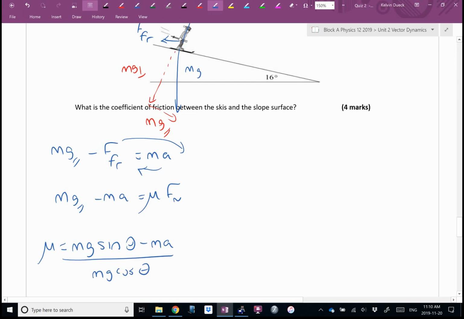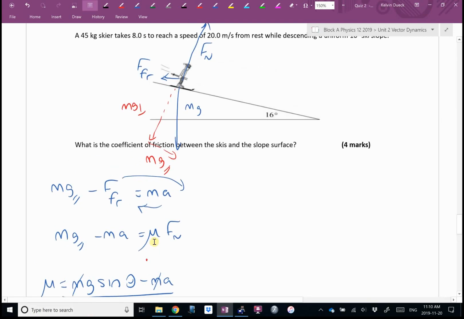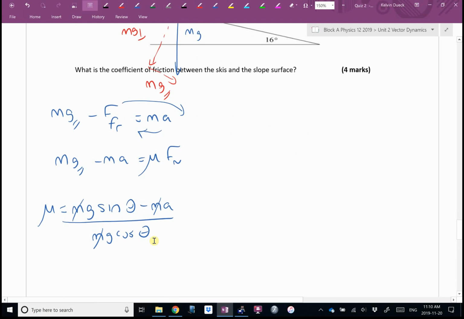For starters, I could have canceled out the m's somewhere along the way. You don't have to, but they will cancel. Mr. Dueck, I thought the m's only cancel if there's an m in everything? If it's a fraction and there's an m in everything in the fraction, the m will cancel. So I can cancel out the m's. Did they give me the mass of the skier? They did, so you could also leave the 45 in. Problem, I don't know A. Or do I?